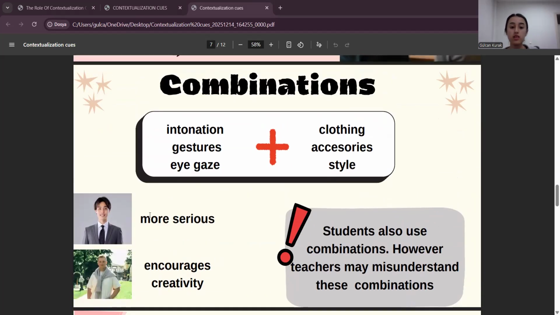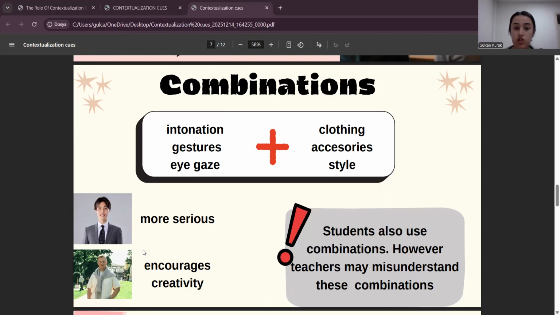And also, these cues don't work alone. They also use clothing, accessories, style. These are the combinations. Like when you see a teacher wearing a suit or a formal look, you can think that it is serious. But when you see a teacher wearing more casual clothes, you can think that he is more flexible or he encourages creativity. You can feel more relaxed in the classroom.